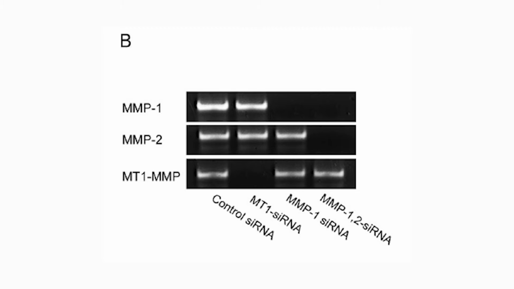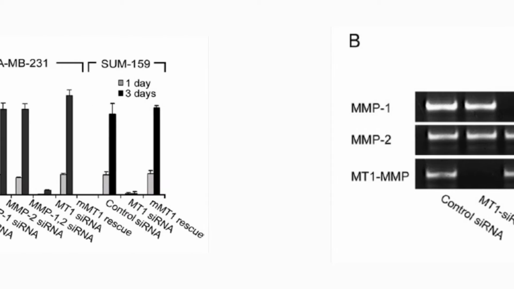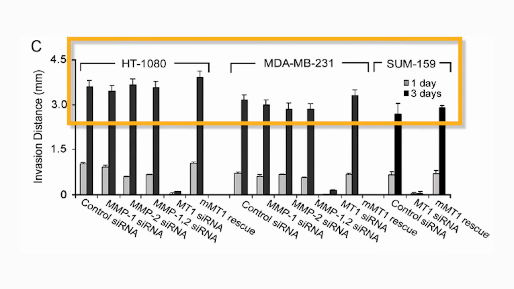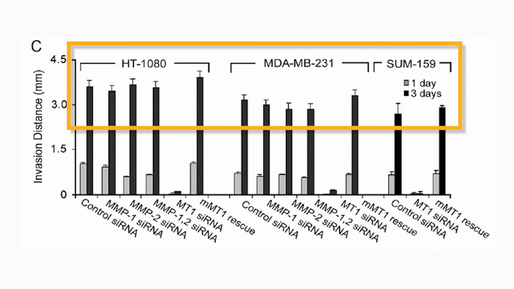The next one's B. All they're doing for B is they're trying to show that their silencing RNA works, and clearly it does. That's really all I'm going to touch on that. For C, they're essentially measuring the distance at which these cells are migrating. So how far are they migrating? And it's essentially non-significant for all three cell lines.